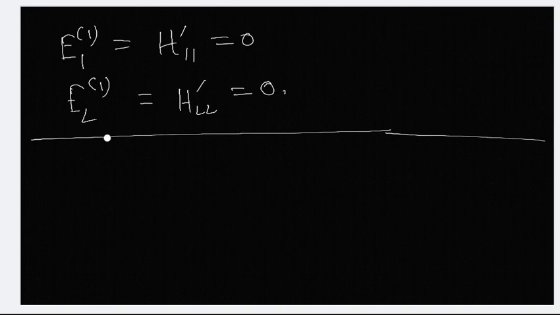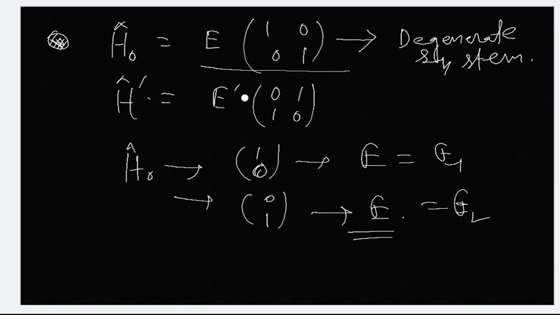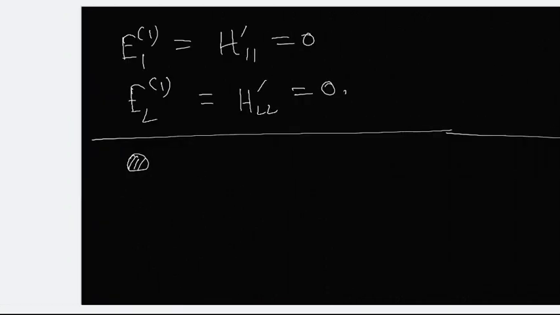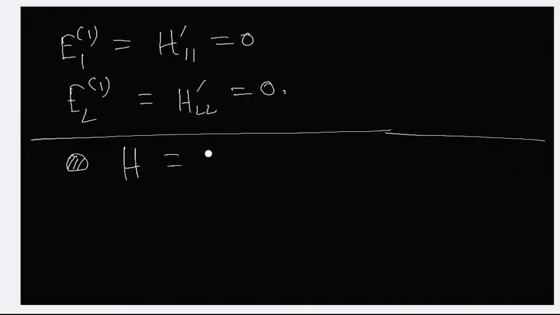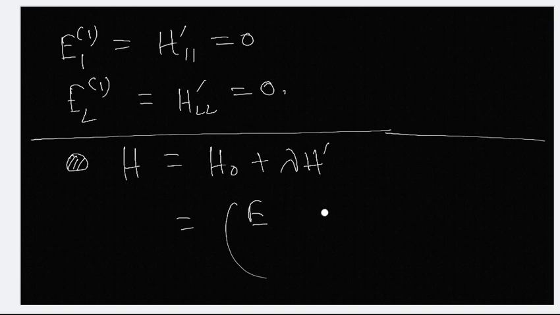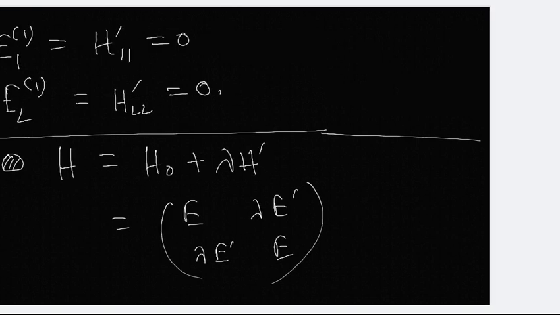But if you want to find the eigenvectors and eigenvalues of the total Hamiltonian, here the total Hamiltonian H is equal to H naught plus lambda H prime. Which will basically yield the matrix (E, lambda E prime; lambda E prime, E). So if you find the eigenvectors and eigenvalues of this matrix, you can try. You will find some mesmerizing result.